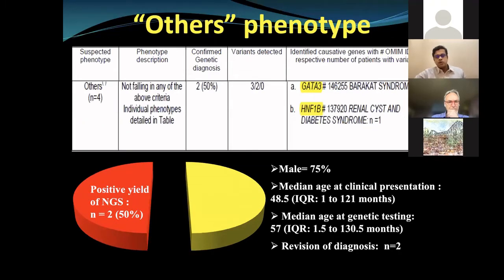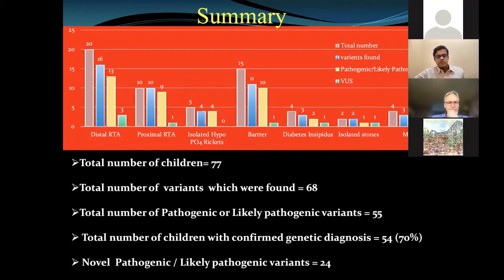Other phenotype patients were 4, and 2 of them had a positive significant genetic mutation, and both had a new diagnosis with this mutation. So if we summarize our study, the total number of patients was 77, the total number of variants found was 64, and the total number of pathogenic and likely pathogenic variants, the significant mutations, was 55. The total number of children with a confirmed genetic diagnosis was 54, that is 70%. Novel pathogenic and likely pathogenic variants were 24%.